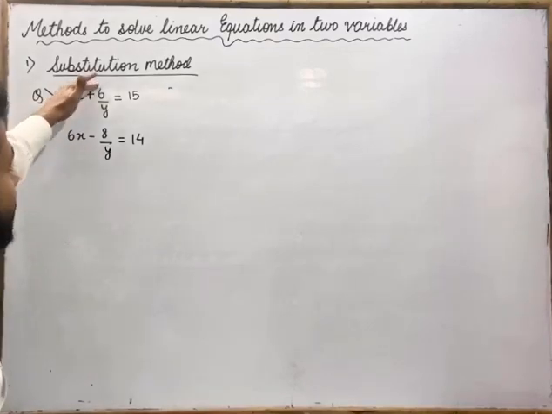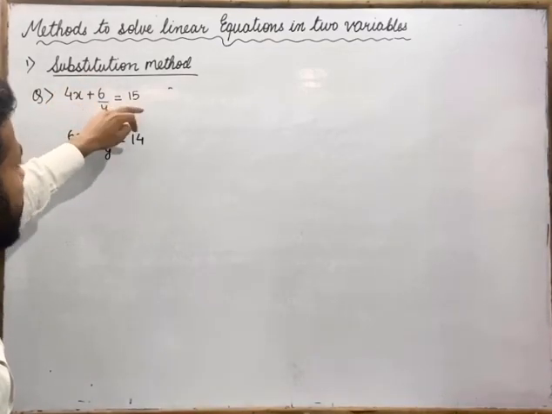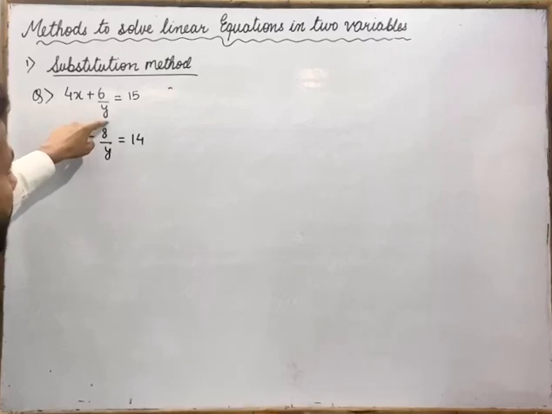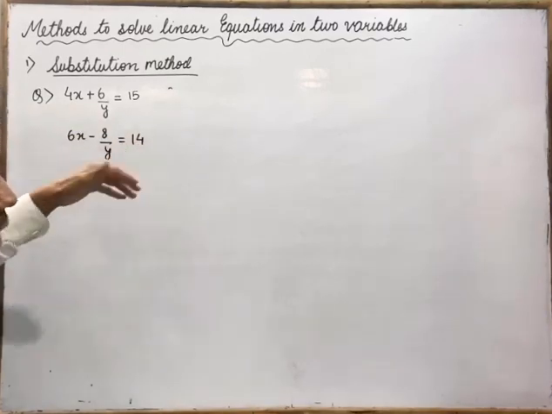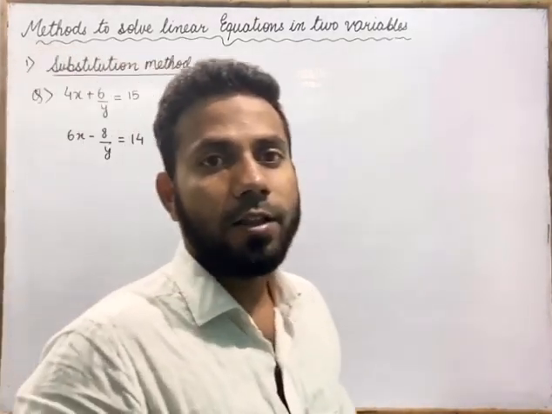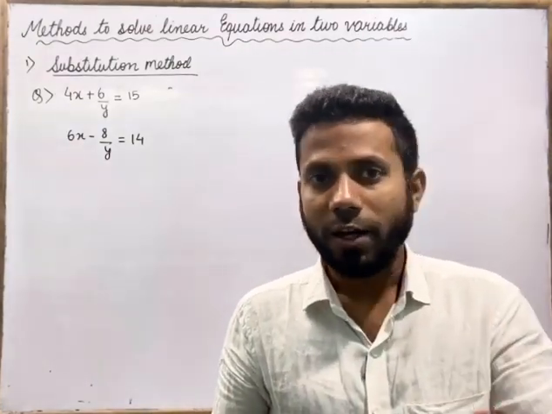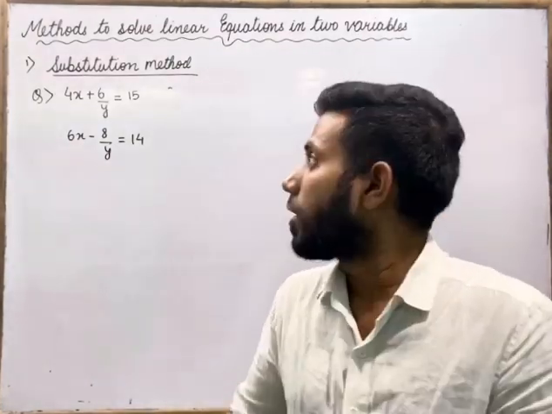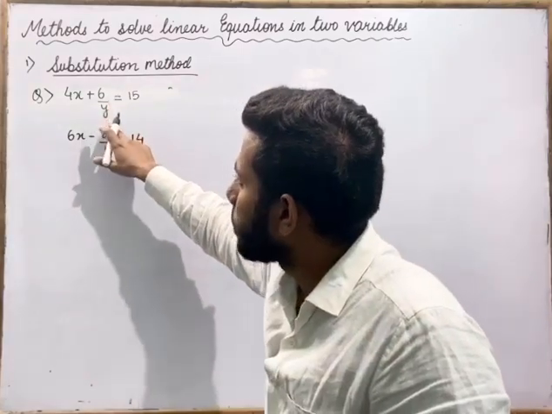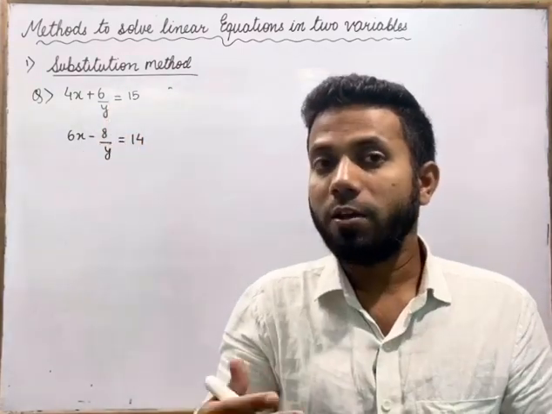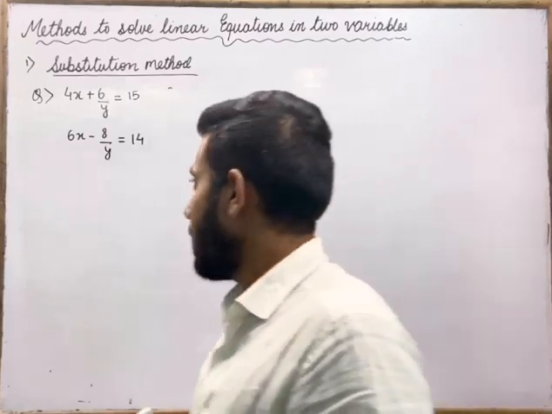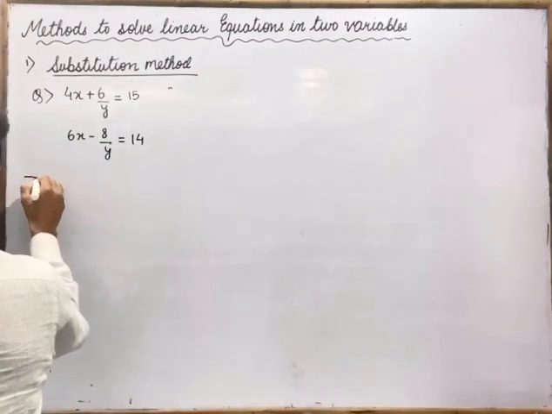4x plus 6 by y equals 15. 6x minus 8 by y equals 14. Now you see here that the x is present in the numerator, but the y variable is present in the denominator. So since the y variable is present in the denominator, we can write it in some other form. Let us start how we'll write it.